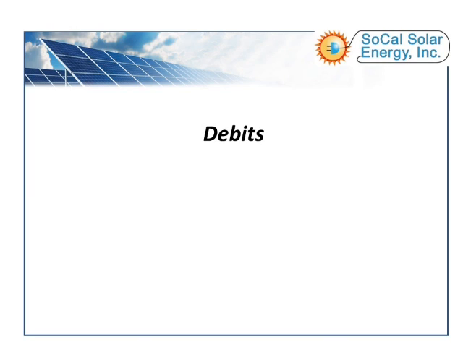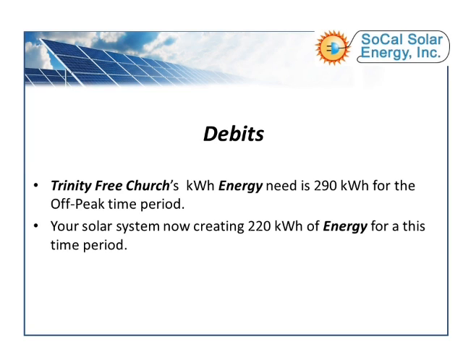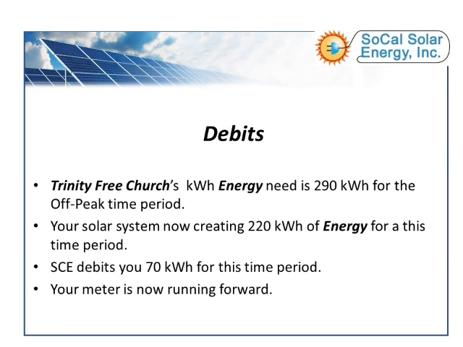Now let's consider a time period when your solar system does not create as much energy as you consume. For example, you need 290 kilowatt hours for the off-peak period of the month. Your solar system only produces 220 kilowatt hours of the month. Now you need to pay for the 70 kilowatt hours that you came up short with for the month. This debit will be applied against your on-peak credit. This is turning your meter forward. Remember, this only applies to energy charges. Net metering does not apply to demand charges.